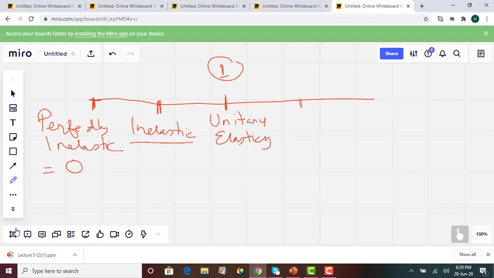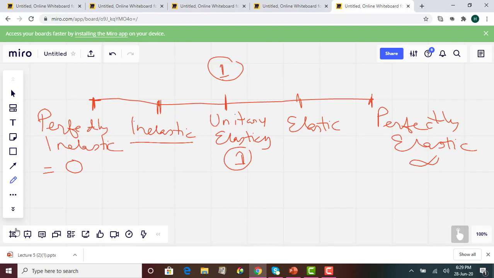On the right hand side we will have elastic, when we are more responsive to changes in prices for a good, and at the very end of the line we are going to have perfectly elastic demand. This will have a coefficient of infinity, and anything in between unitary elasticity and perfect elasticity will be elastic. 2, 5, 10, 11, 100, then we are going to have elastic demand. Hopefully this line gives you a clear understanding of the different elasticities.